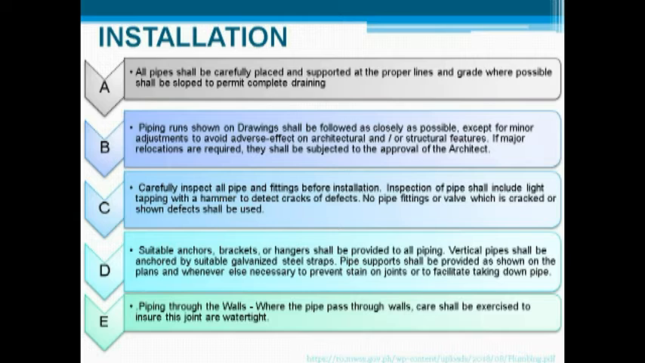C. Carefully inspect all pipes and fittings before installation. Inspection of pipes shall include light tapping with a hammer to detect cracks or defects. No pipe, fitting or valve which is cracked or shows defects shall be used. D. Suitable anchors, brackets, or hangers shall be provided for all piping. Vertical pipe shall be anchored by suitable galvanized steel straps. Pipe supports shall be provided as shown on the plans, and wherever else necessary to prevent strain on joints and to facilitate taking down pipe.